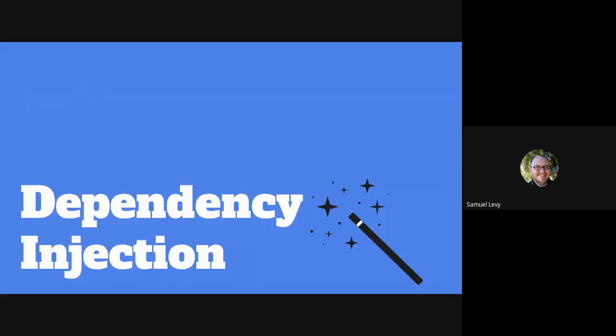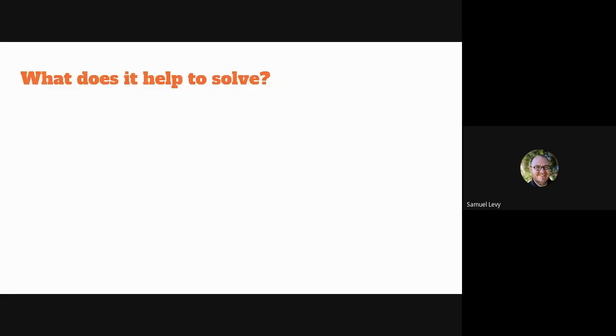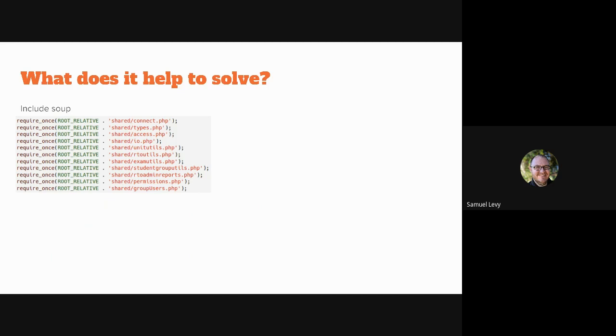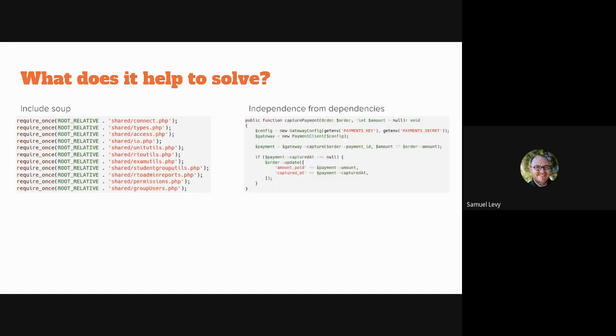All right, so let's talk about some of the magic that you'll find in frameworks. First one is dependency injection. This is not particularly controversial. Most people think dependency injection is a good idea. It helps to solve a few problems. We've got include soup. We can get rid of a lot of the include soup that happens in a lot of files. A lot of that comes from autoloading, and now we replace it with use soup, but we still get rid of a lot of soup at the start of a file. We can make our classes independent from their dependencies.